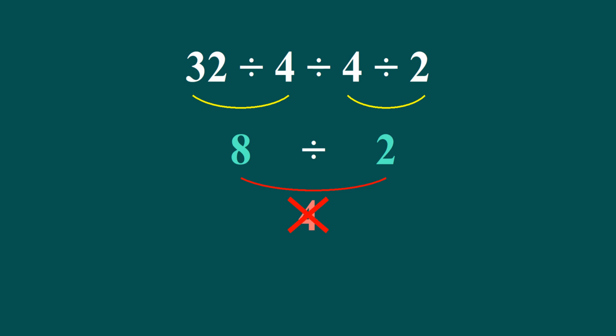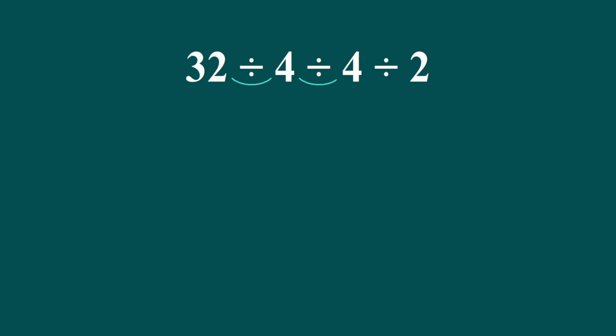So here first we have to do this division, then this division, and finally this division. If we do this division before this division, it's wrong. So first we have to do this division. 32 divided by 4 gives us 8. So 8 divided by 4 divided by 2.